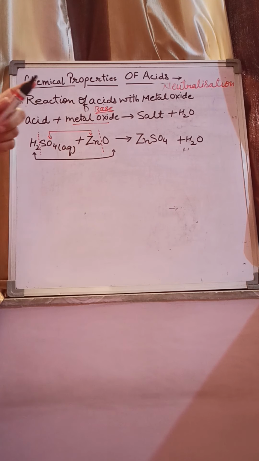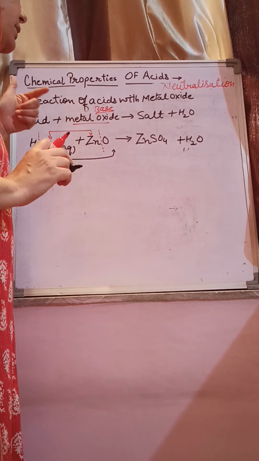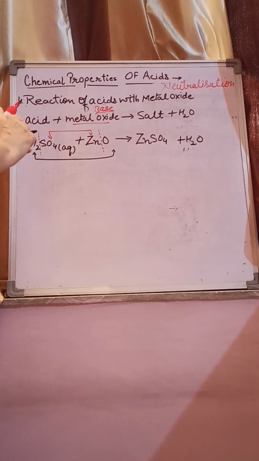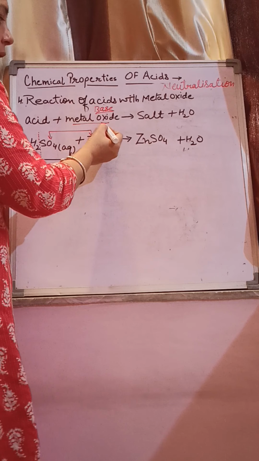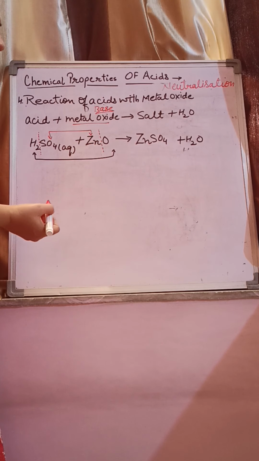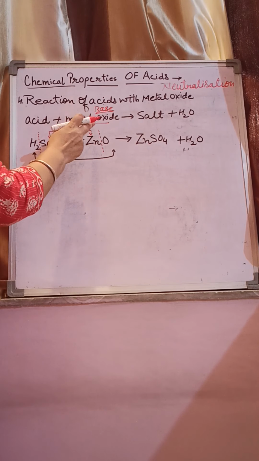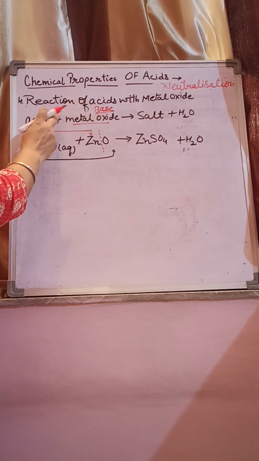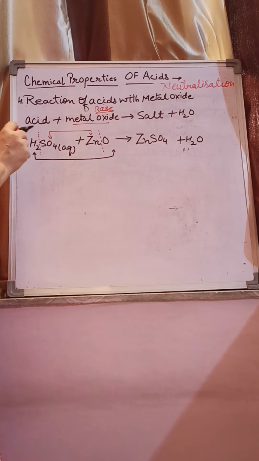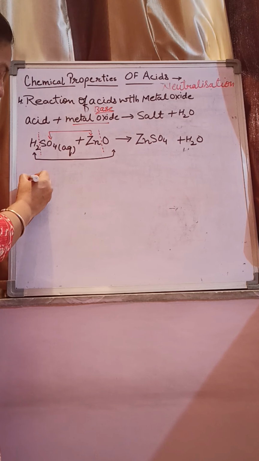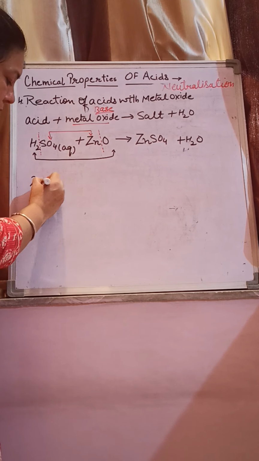So this is the reason that this reaction is called a neutralization reaction. Okay children, there is one more conclusion we can derive with the help of this reaction: metal oxides are basic in nature. Because these are basic in nature, when a base reacts with an acid, there is a formation of salt and water. Let us try to understand this reaction with the help of one more example.